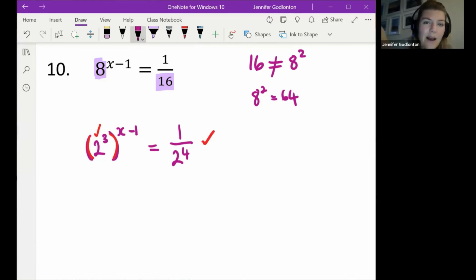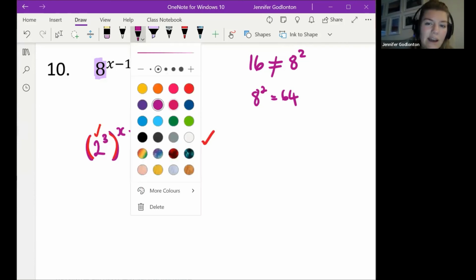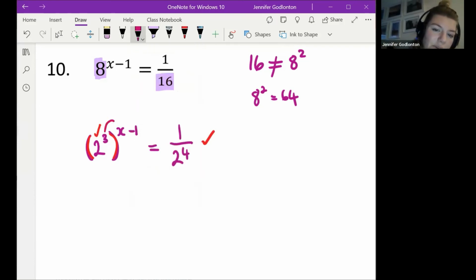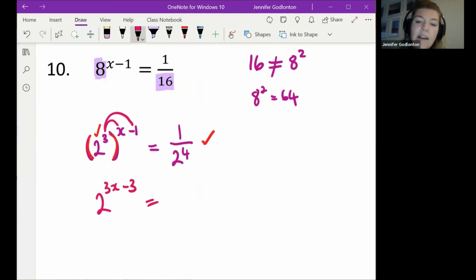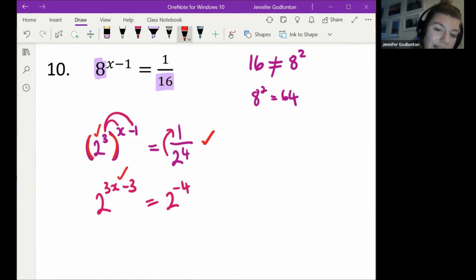Next step, I'm going to take this over here and I'm going to distribute that 3 into that x and into that negative 1. So I'm going to say that's going to become 2 to the power of 3x minus 3. And I'm going to move this 2 to the power of 4 up. And so when it moves up, my exponent is going to become negative. Give yourself a mark for getting that 3x minus 3 and a mark for the negative 4.